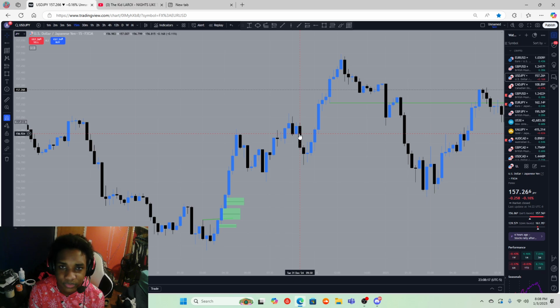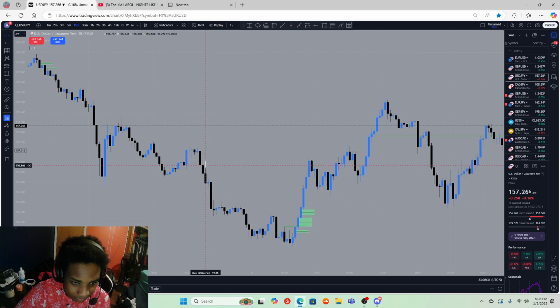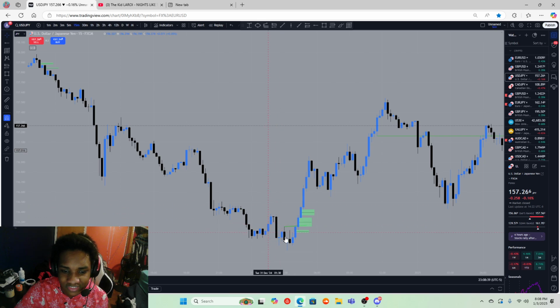That's all it is. Literally all it is. It's a wick or a candle that is in the past, not super far back. Don't be an idiot. It has to be a candle within the range of like three, four, five, maybe six at the most candles. And you're gonna take it.